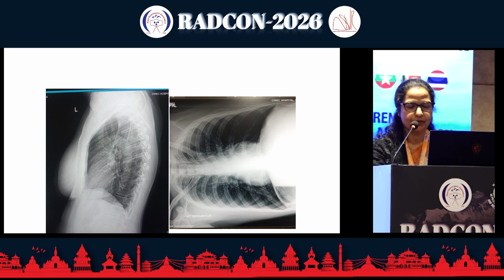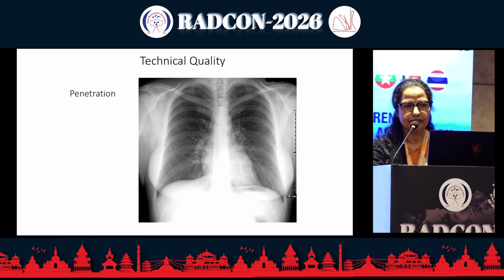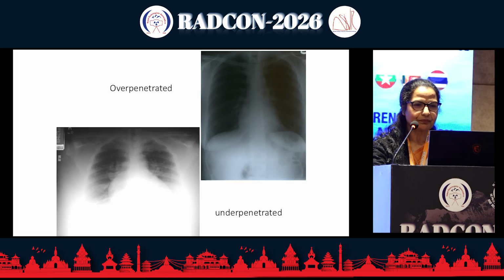So before interpreting, we make sure that the radiograph is technically adequate. Look for the penetration. It has to be adequately penetrated, and the spine should not be visible from the carina downwards. It should become hazy. Otherwise, if it is over penetrated, we miss the findings. If it is under penetrated, we may say that there may be false positive findings.